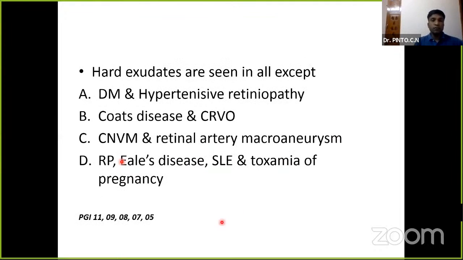Next. Hard exudates are seen in all except: diabetes mellitus, hypertensive retinopathy, Coats disease, central retinal vein occlusion, CNVM and retinal artery macroaneurysms. Then you have retinitis pigmentosa, Eales disease, SLE, toxemia of pregnancy. Anybody?